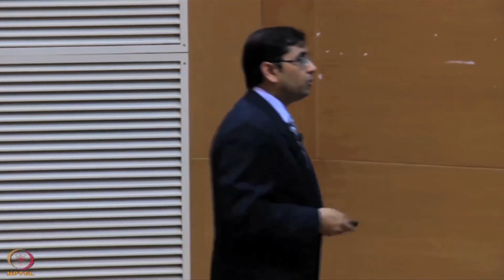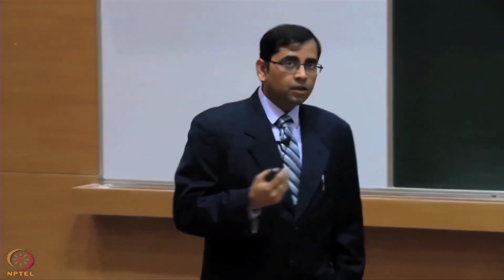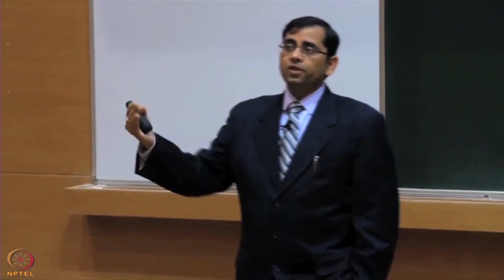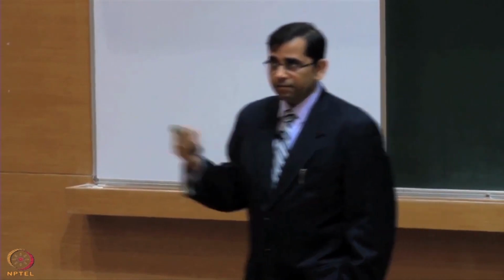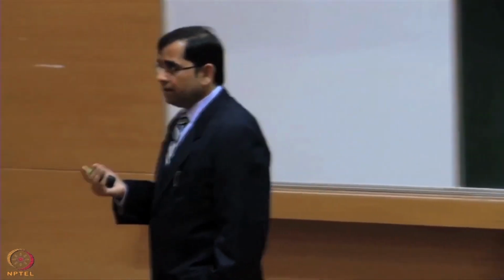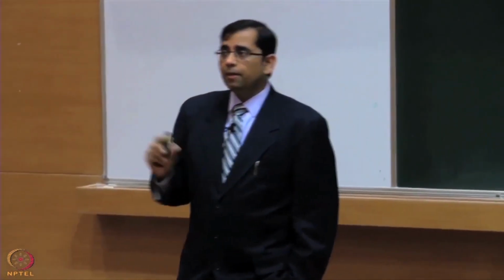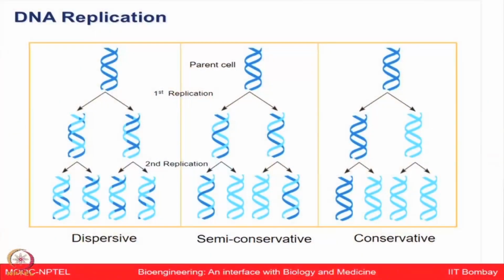Now let's think about one of the properties of DNA, which is DNA replication. Let's think about how DNA replication happens. You are making multiple copies of DNA inside the cell. DNA is double stranded, so people have proposed multiple hypotheses about the possible ways in which DNA replication may happen. There have been three hypotheses proposed: dispersive, semi-conservative, and conservative. Semi-conservative is the most popular hypothesis.